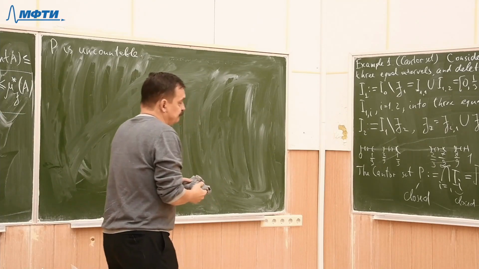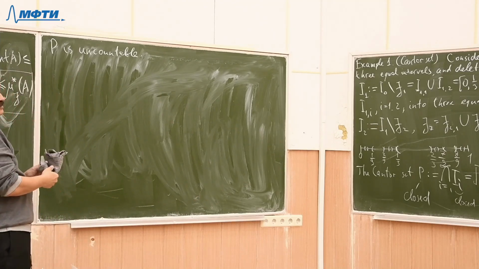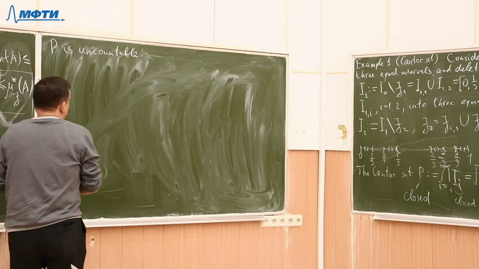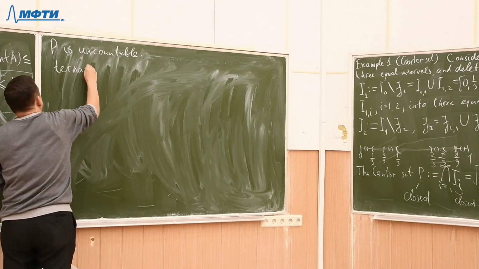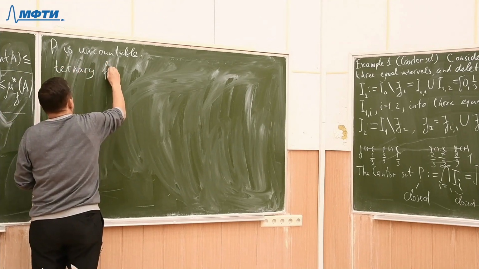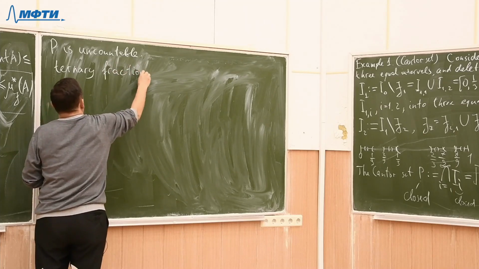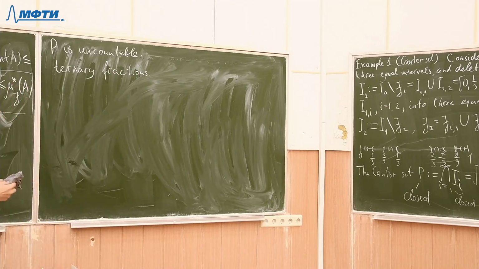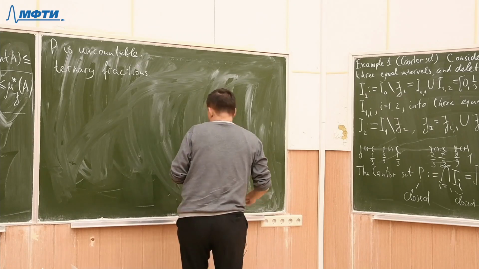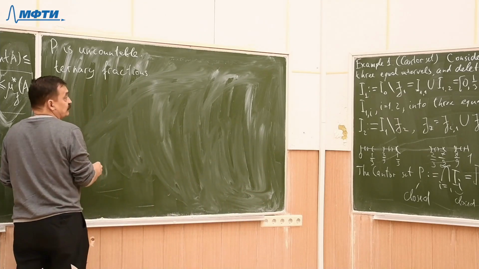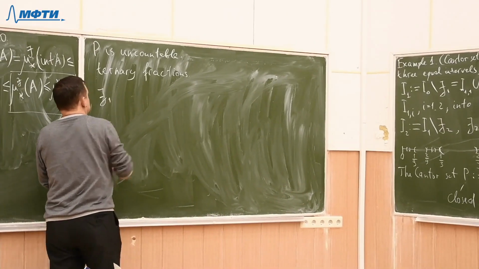The best way to see it is to use ternary fractions. Let us represent the numbers in our Cantor set by ternary fractions. So look, how we may characterize, for example, J1.